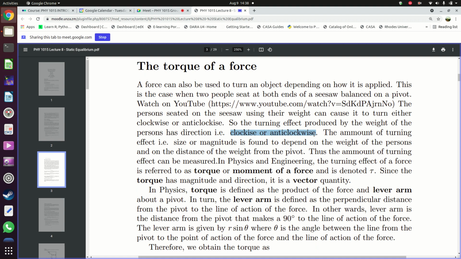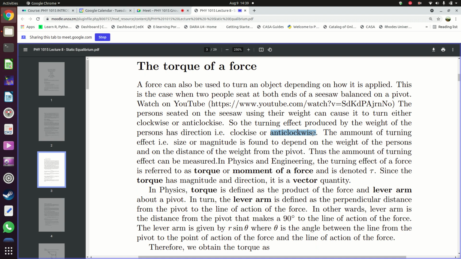There is how much turning is going to happen. That is the size of the torque. There is also the direction in which this object is going to turn as a result of this force. That's the direction part. If it's a large turning effect or a small turning effect, we don't really care. As long as there's a turning effect, then there's a torque. Then we talk about the direction in which this object is going to turn. If it's going to turn in a clockwise direction, that's okay. If it's going to turn in an anti-clockwise direction, that's also fine. So there's direction. That means that torque is a vector.